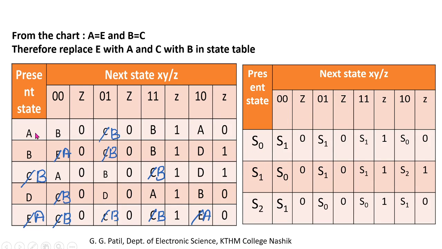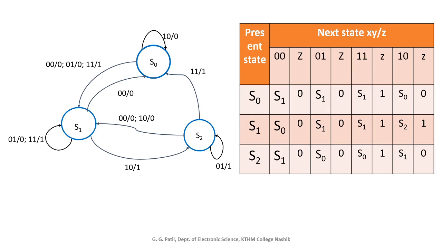See here, first A has to be replaced by S0, B has to be replaced by S1. This output column will not change. Again, B means S1, 1, S0. Similarly, it is done for the rest of the states. So, in this way, it is to be replaced or renamed. And once it is done, we have to prepare the state diagram from that modified state table. So the number of states is three, S0, S1, S2, and we draw three circles. They are drawn with blue color.